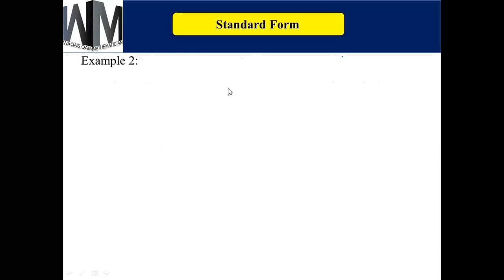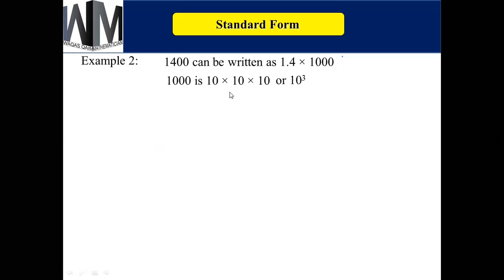Okay, now let's see example 2. In example 2, we are going to write 1400 in the standard form. So 1400 could be written as 1.4, because if we write 14, then 14 will not be the standard form. So we are converting 1400 to 1.4 into 1000, and 1000 can be written as 10 raised to 3. So the standard form will be 1.4 into 10 raised to 3.